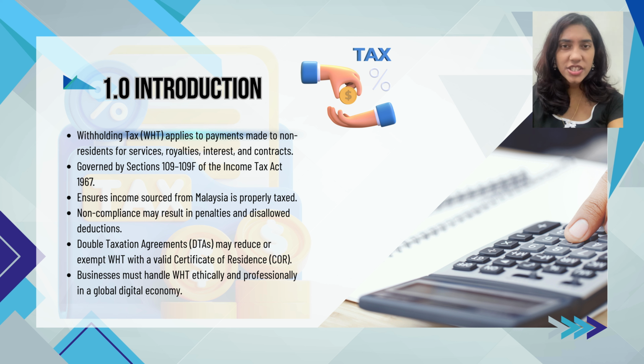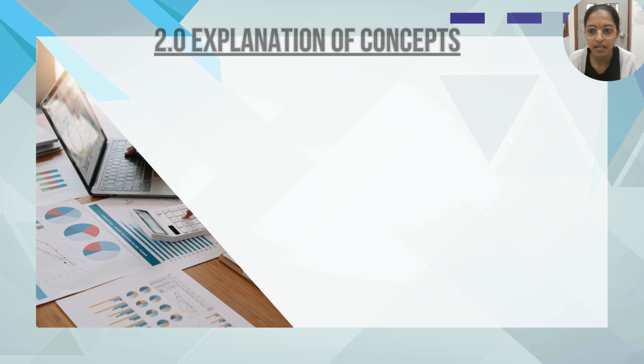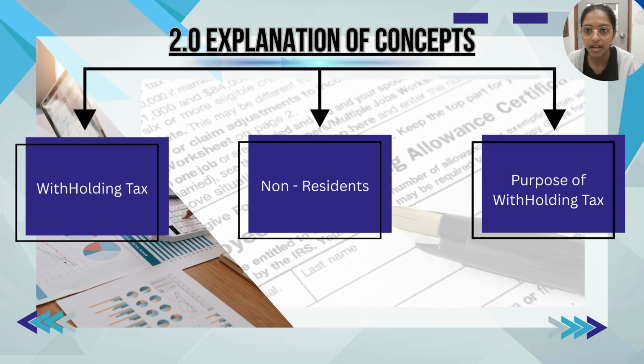Malaysia's Double Taxation Agreements (DTAs) help reduce or exempt WHT, provided a valid certificate of residence (COR) is given. Overall, businesses must manage WHT responsibly and ethically, especially in today's digital and global economy. In this part, I'll be explaining the concepts, which are withholding tax, non-residents, and the purpose of withholding tax.